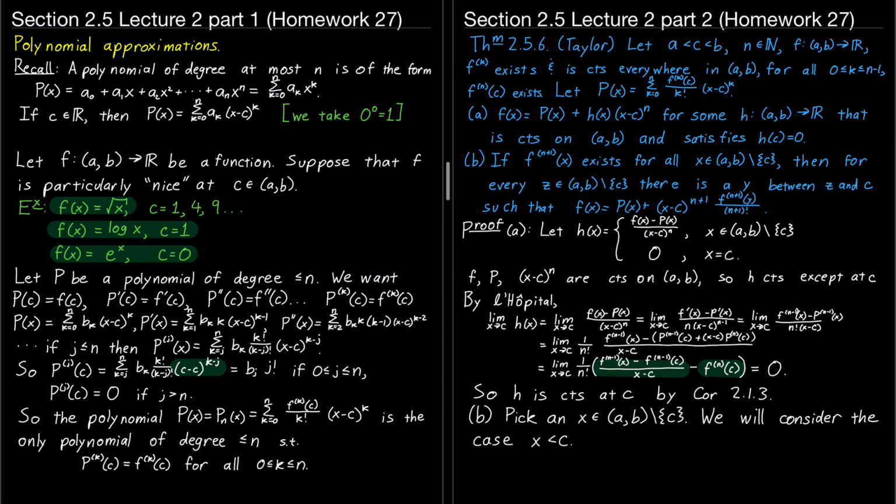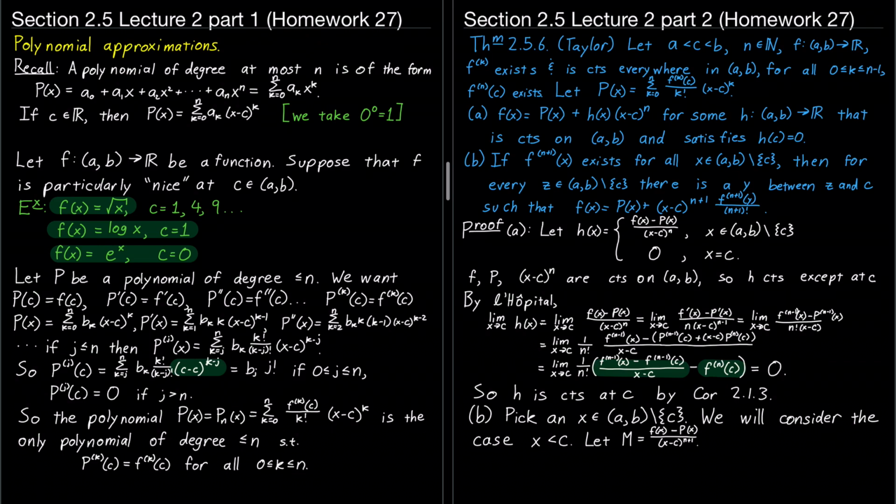So x is between a and c. And you'll have a homework problem that's similar to Taylor's theorem, where I think I'll let you consider the case where x is bigger than c. So let's let m be this quantity, f of x minus our polynomial p of x, and then you divide it by x minus c to the n plus 1. So m depends on x and c.